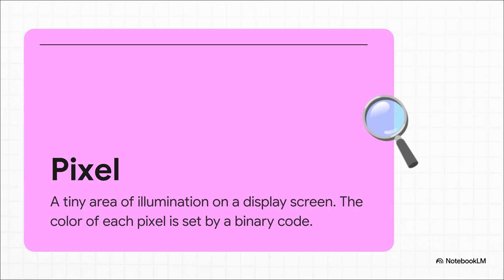What about images? Well, they're built from a grid of tiny little dots called pixels, and each one of those pixels is given a binary number that tells it exactly what color it should be. For a simple black and white image, you could just use a 1 for black and a 0 for white. If you want color, you just need a longer binary number for each pixel to describe all the different shades.